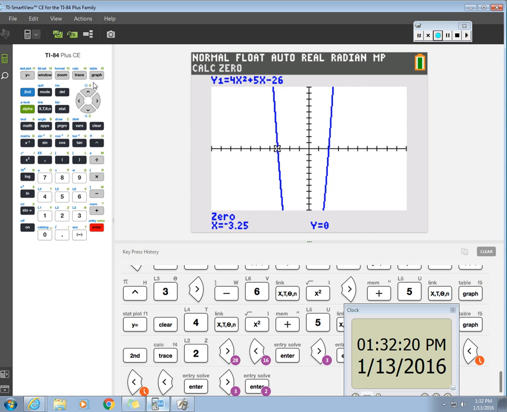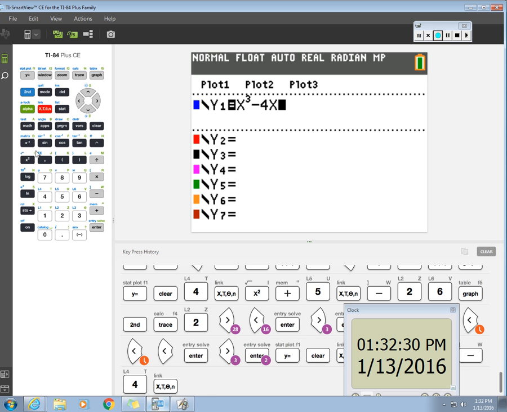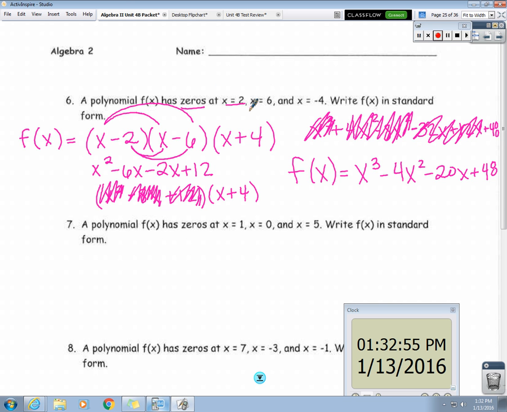Okay, so let's put it in. Y equals x cubed. You tell me the rest. Minus 4x squared, minus 20x plus 48. Graph. Okay, how many times does it cross the x-axis? 3. X-intercepts are also known as zeros, and the zeros are located at negative 4, 2, and 6, which is what they said. Negative 4, 2, and 6. So now I know we did it right. Okay, easy way to check it.